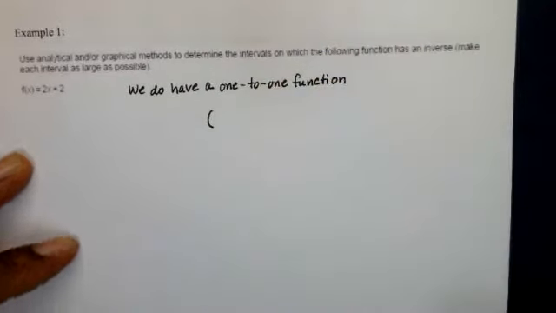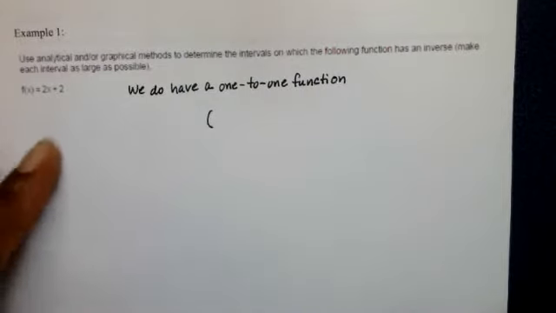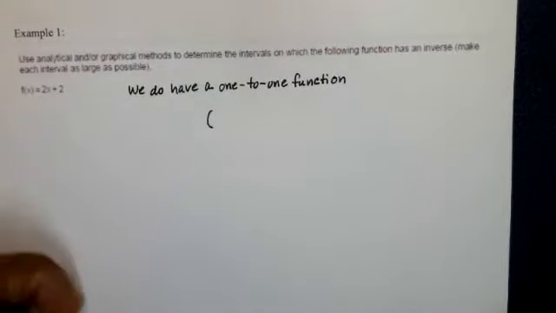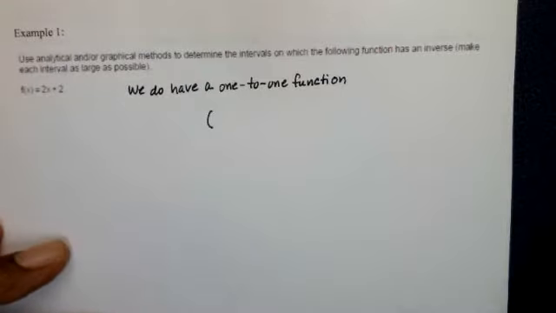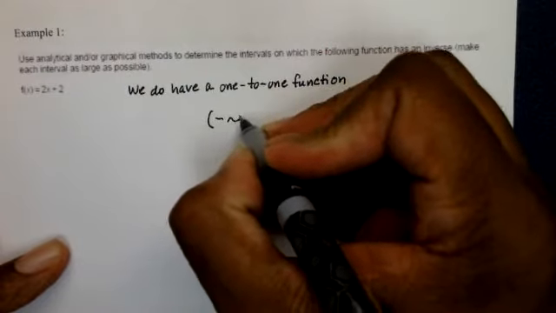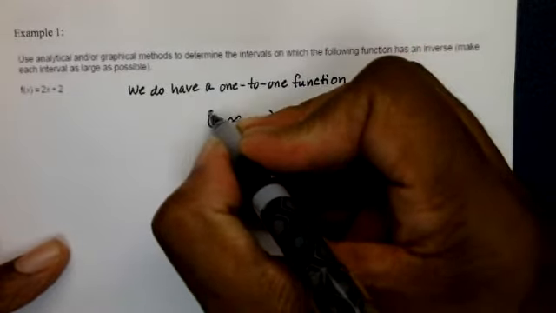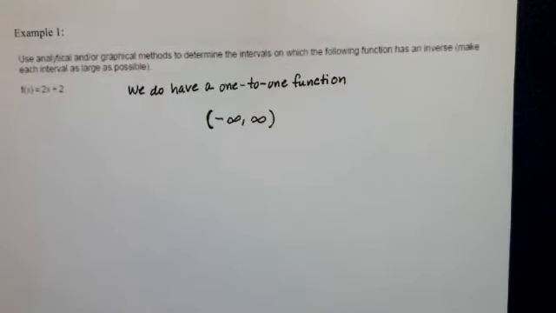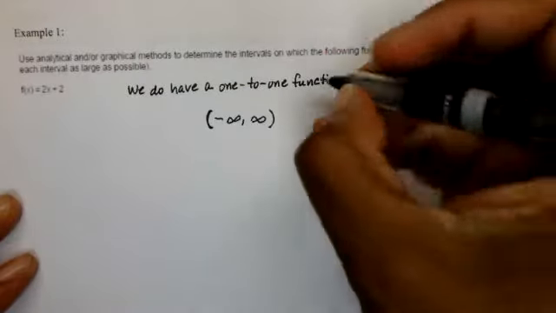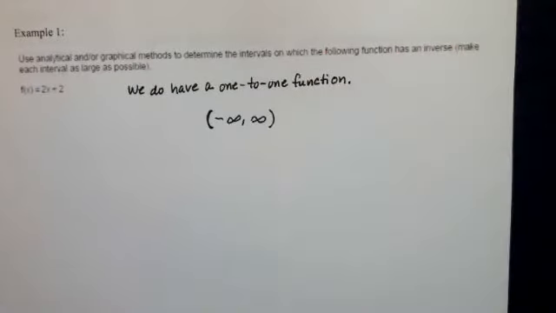And of course, let's say we want to make the interval as large as possible. Well, any x value that you assign to it, you're always going to get an f of x value for it. And the same holds true for the inverse. So that means from negative infinity to infinity would be the domain for this. Okay.